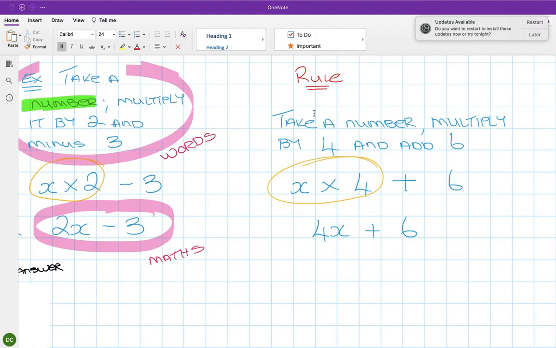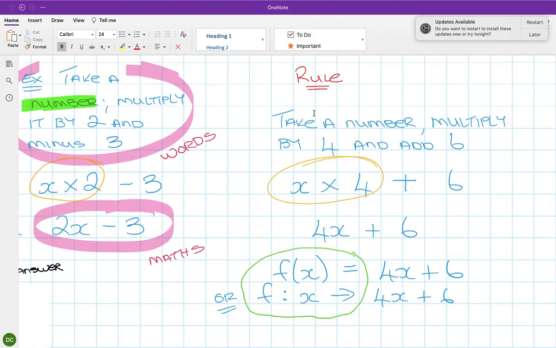Now, when we write this as a function, I said a function was a rule, so we sort of have to say the function is 4x plus 6. But we don't write that. We don't write "the function is 4x plus 6." What we write is this, or sometimes it looks like this. See, this is where I know the notation. Both of these things mean the function is this.